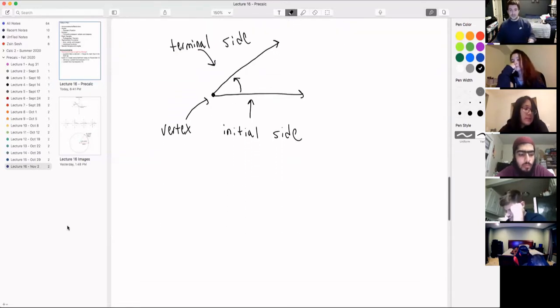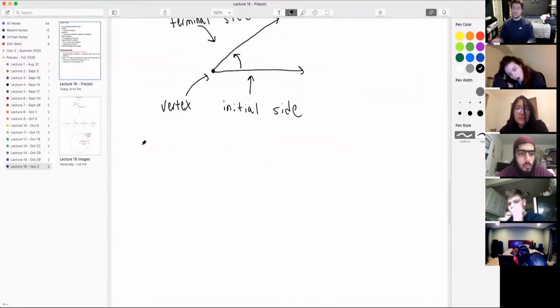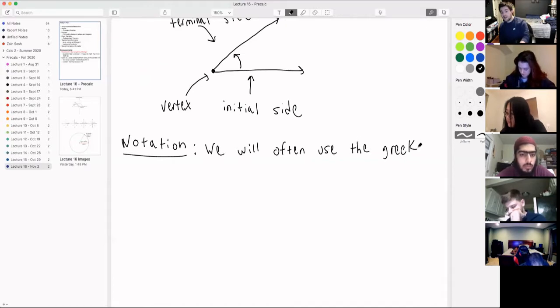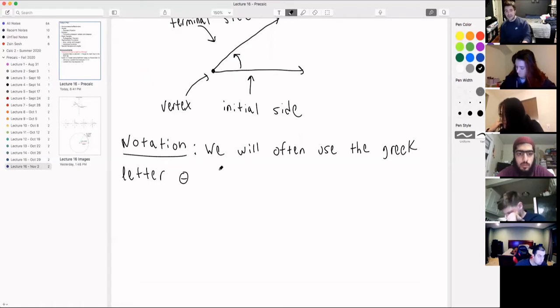Okay, so here's a very important piece of notation. We will often use the Greek letter, drawn like this, called theta, T-H-E-T-A, to denote an angle.